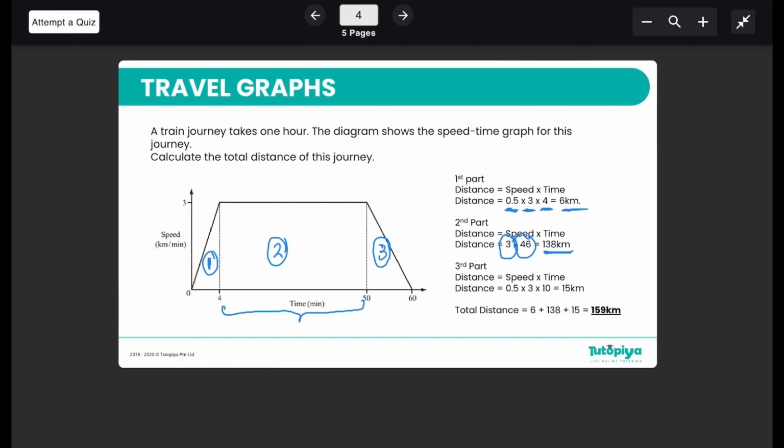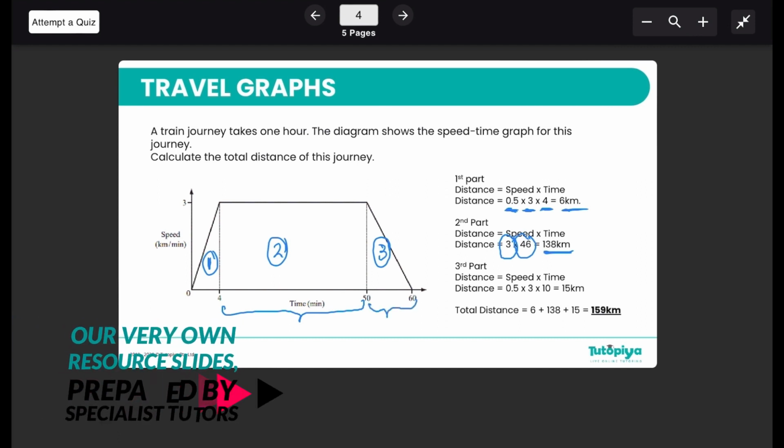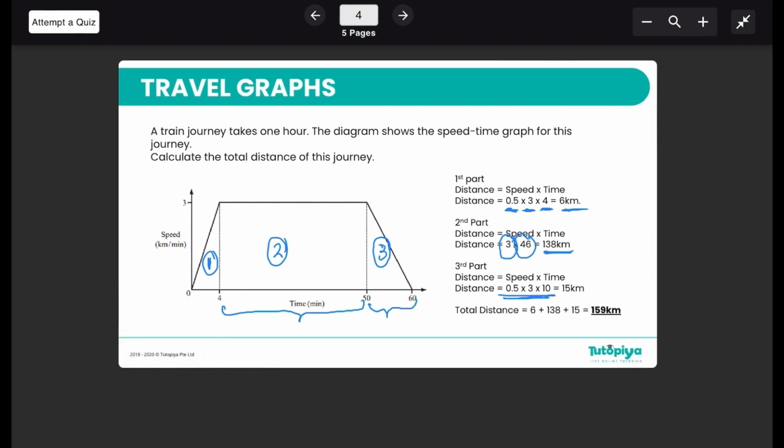And again, the last part is another triangle. The base is 10, the height is 3, and half comes in the formula. So that will be another 15 kilometers. If we add all these together, we will find the total distance traveled by this train. All right, so those are the basic tips and tricks you would need for this chapter. Let's do some questions.